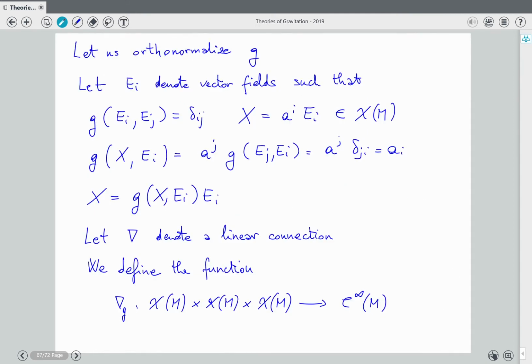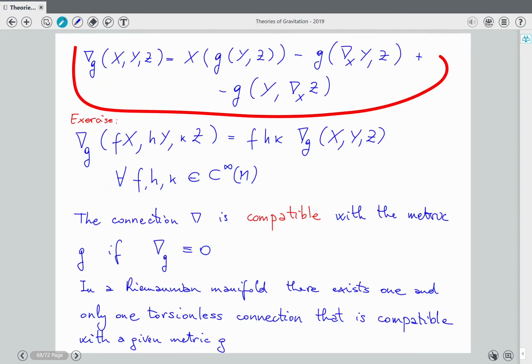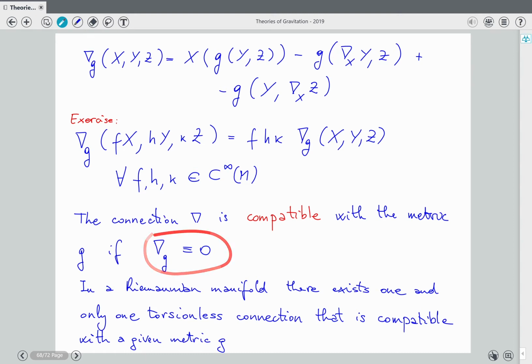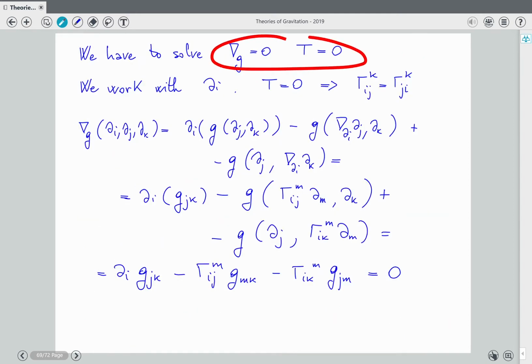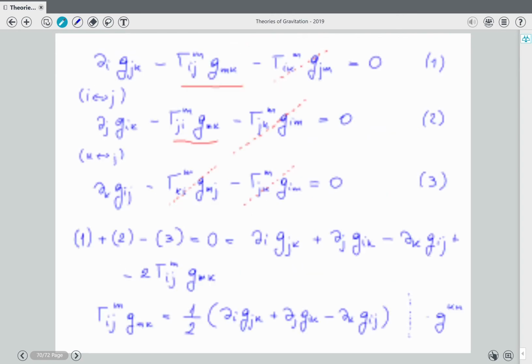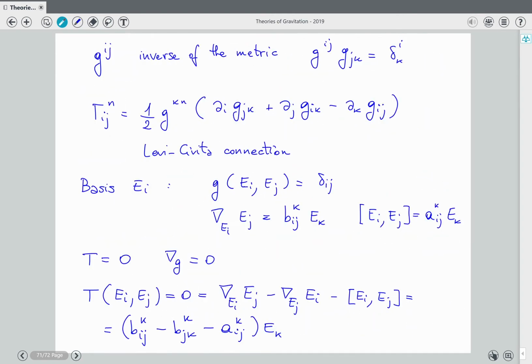So we have orthonormalized it, and e_i is the basis, such that the metric on that basis is delta ij. Then we define the derivative of the metric, basically, which is this complicated operation. And a connection is compatible with the metric when this derivative is identically zero. We have seen that in a Riemannian manifold there exists only one torsionless connection that is compatible with the metric, which solves these two conditions, and the solution is what you know as the Levi-Civita connection.